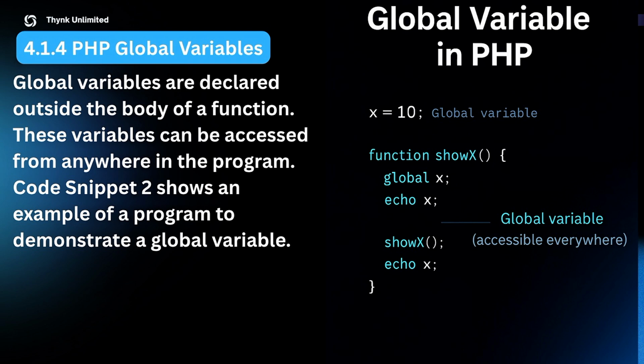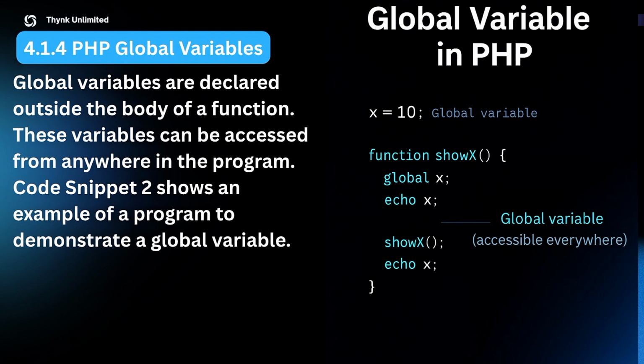To use a global variable inside a function, you have two explicit options. First, declare it with the global keyword at the top of the function: global $x. This links the function's $x name to the global $x, letting you read or modify it. Second, access it through the special $GLOBALS superglobal array: $GLOBALS['x']. Both approaches reference the single shared value living in global scope.